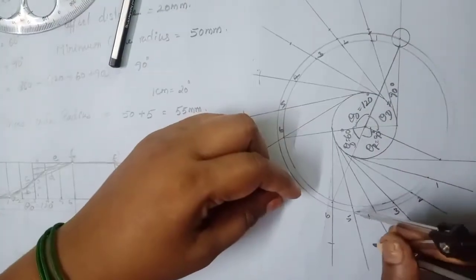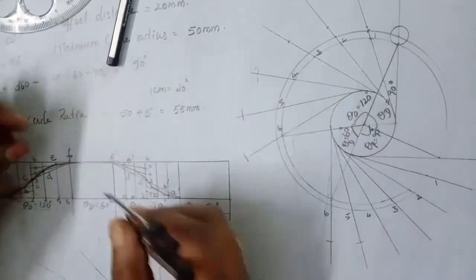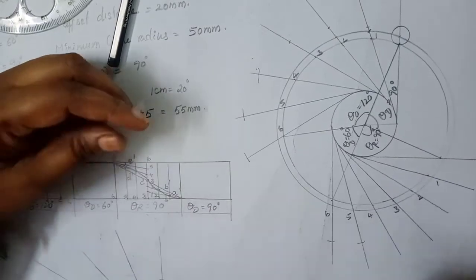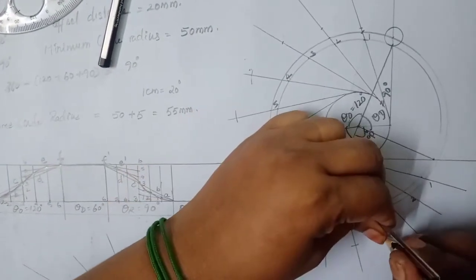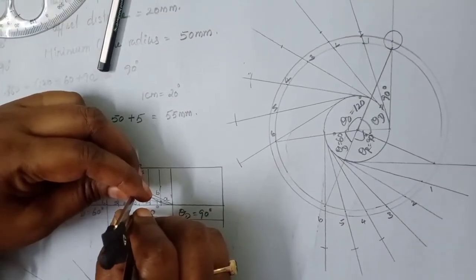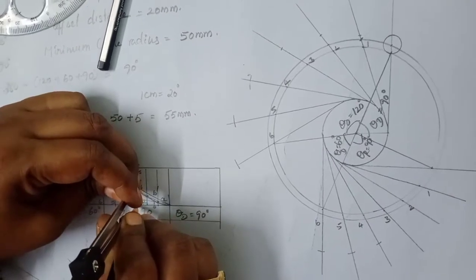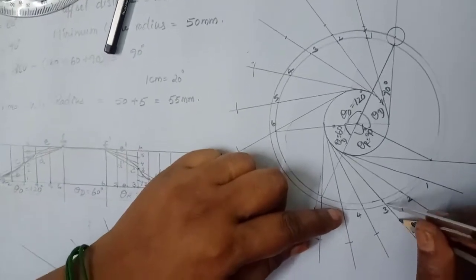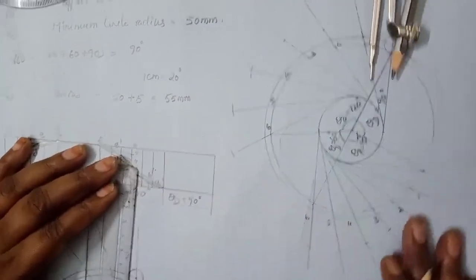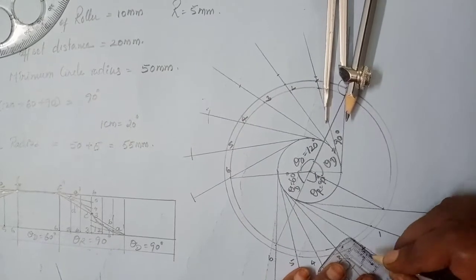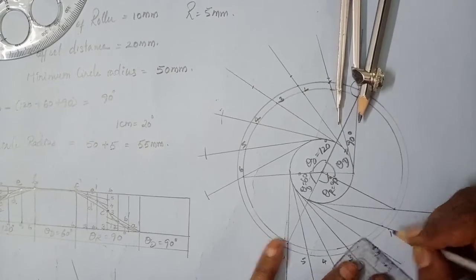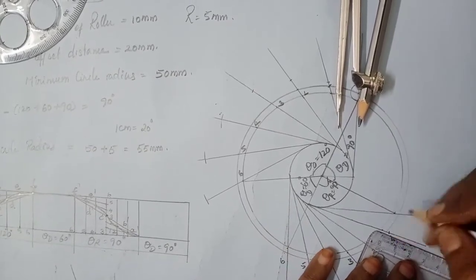Then 5 to E, make it here. And then 4 to D. Then 3 to C. Then 2 to B, it's nearly 7. And 1 to A again, it is 2 mm. Measure this.